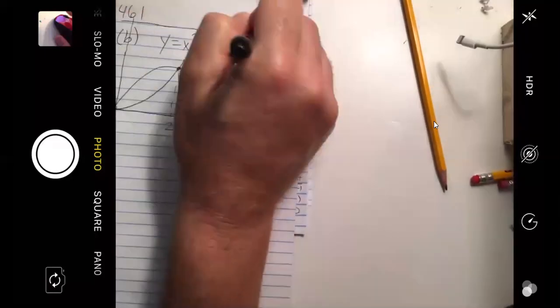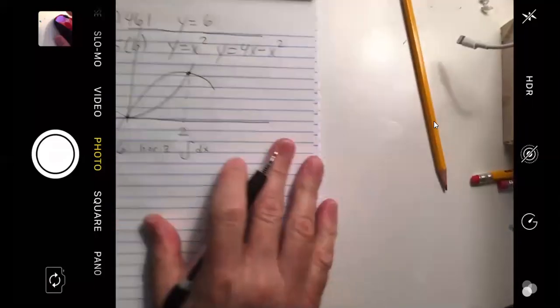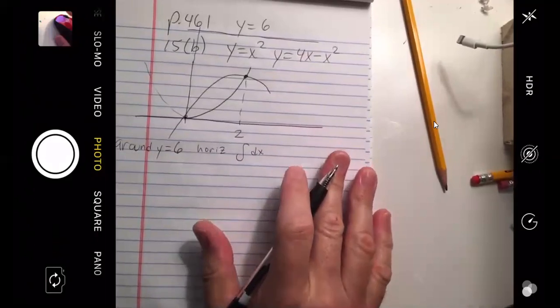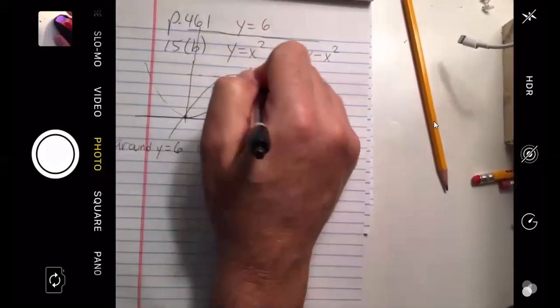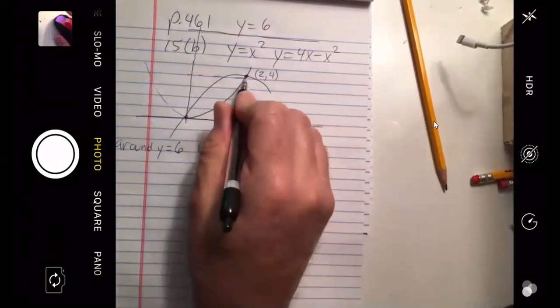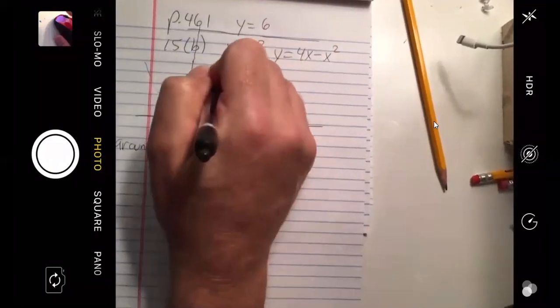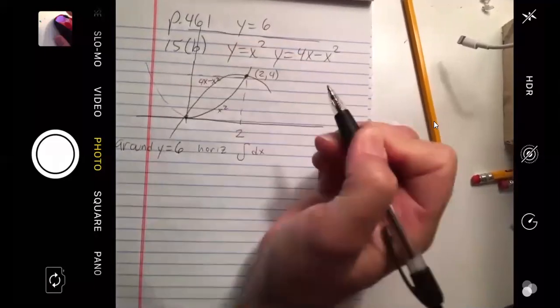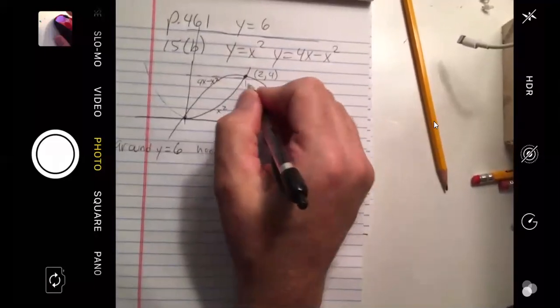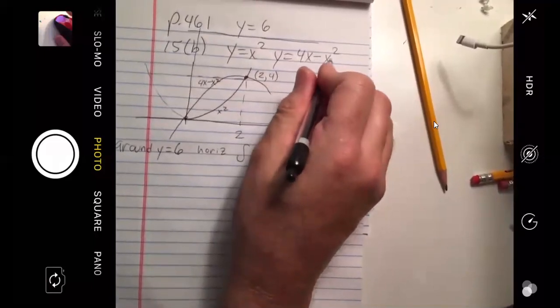Okay, and we're going to go around y equals 6. Right, that would be up here. We have y equals 6. Okay, so that's horizontal. That would be an integral dx. Okay, this is going to be at 4. Can you tell that coordinate's got to be at 2 and 4? Because you're on x squared. This is x squared, and this is 4x minus x squared. Okay, so you can also plug the 2 in here. You get 8 minus 4, which is 4, yeah.